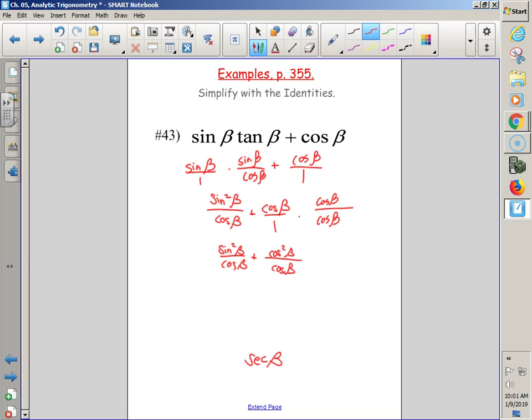Remember that if you have like denominators, you can combine. Or I should say common denominators, you can combine. Pythagoreans. Point to your group, help them out if they don't know how to get there, and you do.